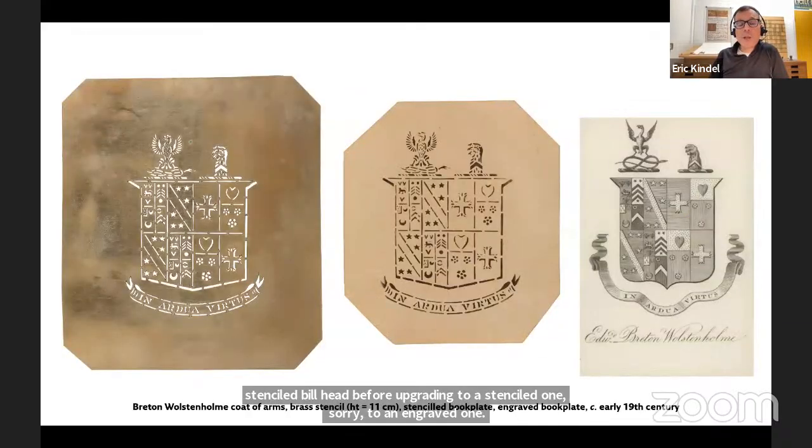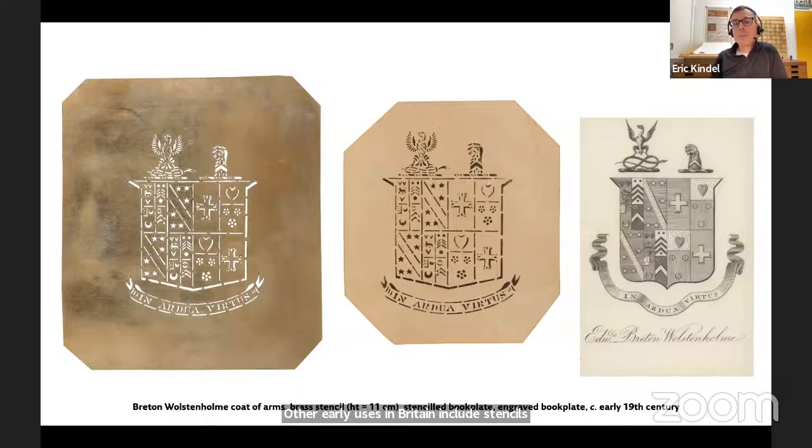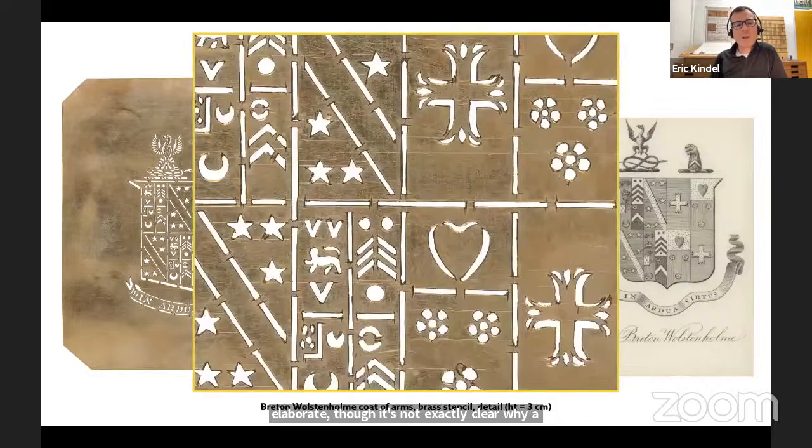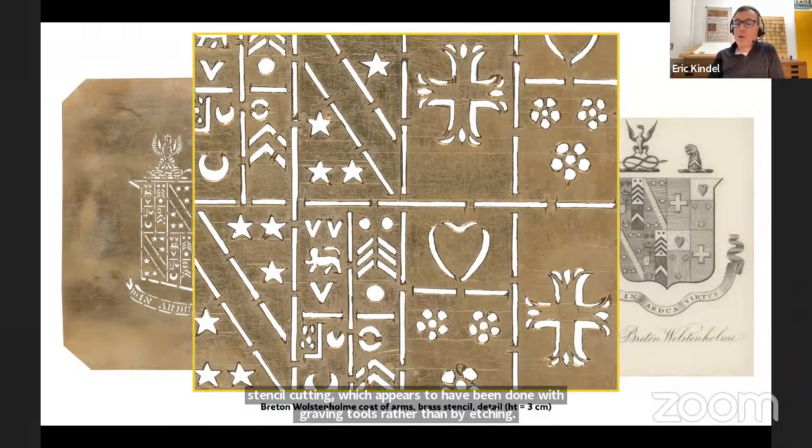Other early uses in Britain include stencils specifically for making book plates and marks of ownership. In some instances, as here, these could become very elaborate, though it's not exactly clear why a stenciled version was wanted alongside an engraved one. This kind of work shows off the engraver's skill in stencil cutting, which appears to have been done with graving tools rather than by etching, though it's possible a combination of the 2 techniques was used.